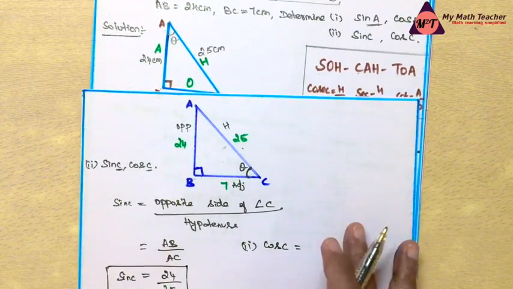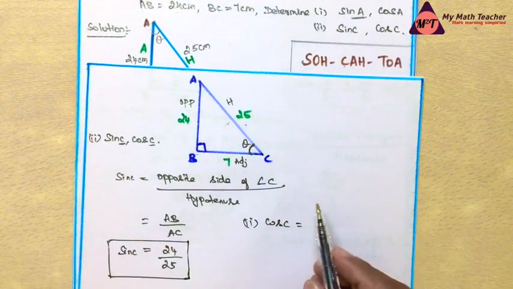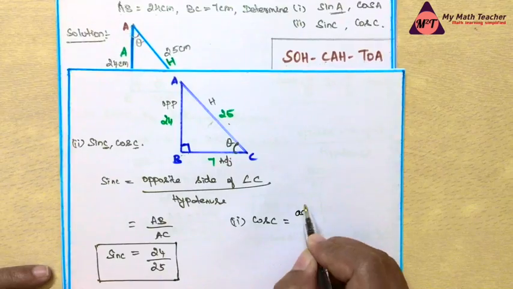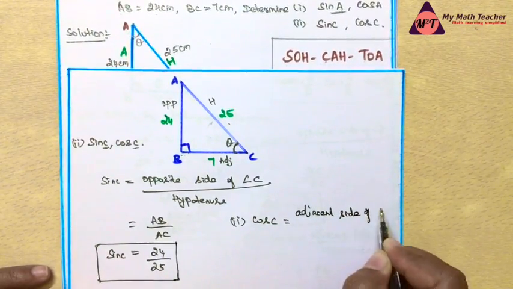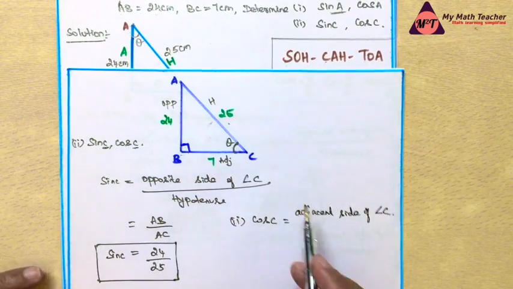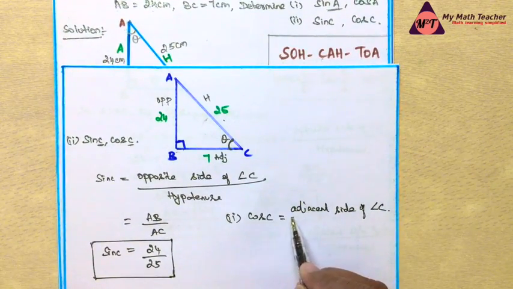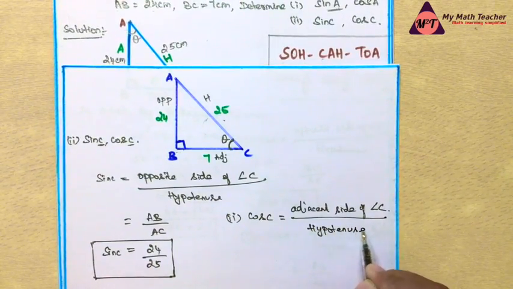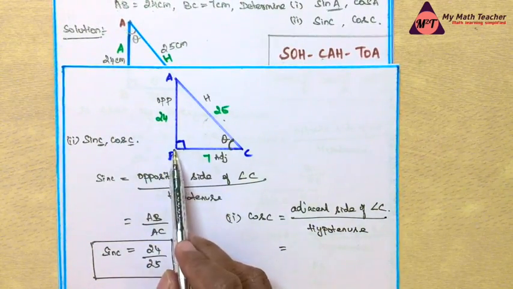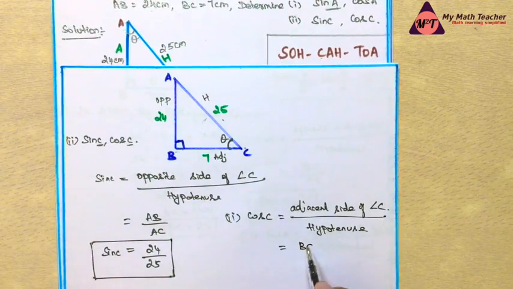As we know, for cos, it is adjacent by hypotenuse. So adjacent side of angle C. That's the reason I have drawn this triangle again with respect to C. Now hypotenuse. Now what is the adjacent side here? This is the adjacent side, that is BC by hypotenuse is AC.